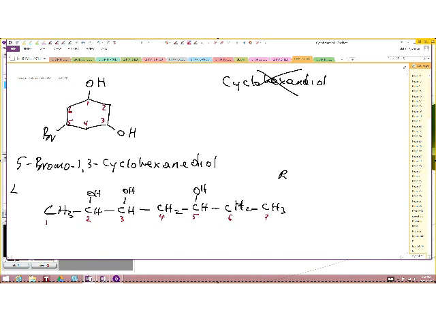Okay, so what would be the name for this? Okay, that is 2, 3, right? 2, 3, 5, very good. 2, 3, 5, okay. Heptane, okay. Keep in mind, keep the full name of the alkane. Where did that come from? Heptane triol.